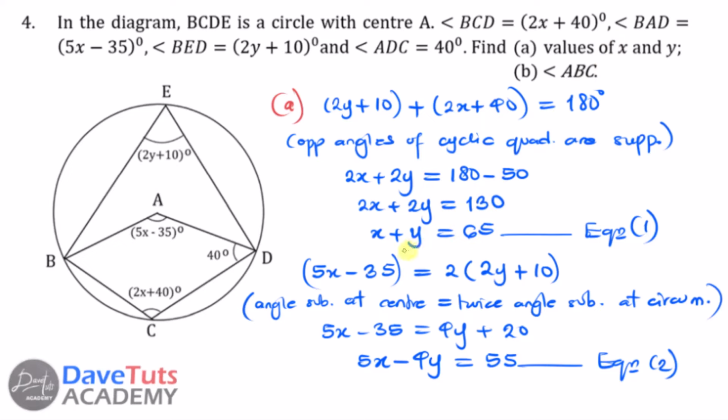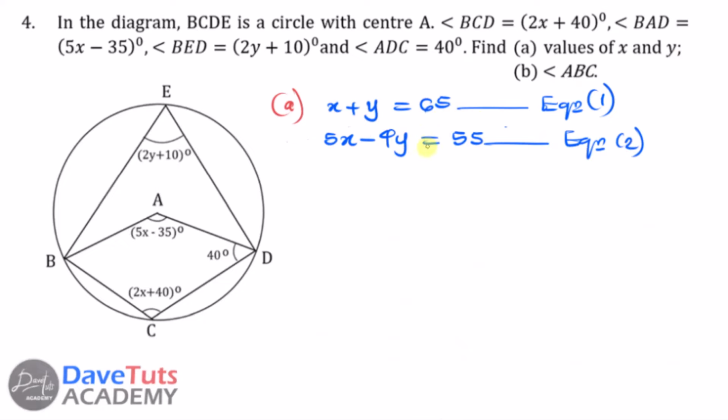In the first case, x plus y is 65. In the second case, 5x minus 4y is 55. So we are going to be working with that now. These are the equations I want to solve, and you can choose to use whatever method you are finding comfortable. I will just want to use elimination.